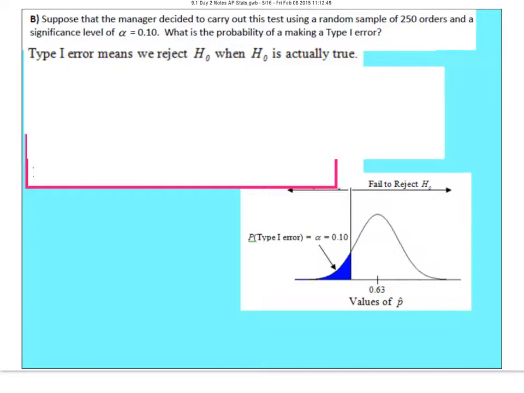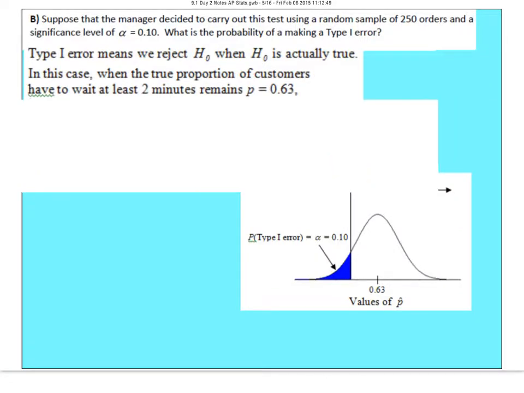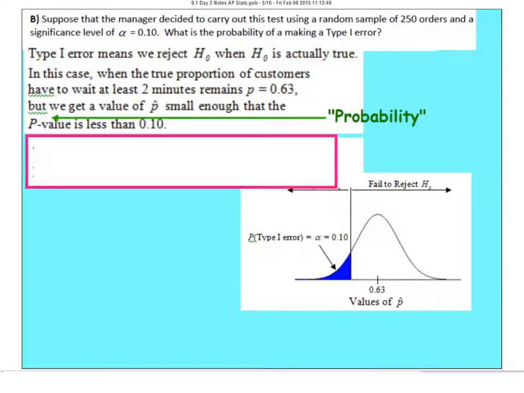Dig into that just a little bit more. Here's what that really means. Let me talk about this statement. Okay, in a type 1 error, in this case, the true proportion of customers who have to wait at least 2 minutes remains at 63%. But we have a value of p hat small enough that the p-value is less than 10%.